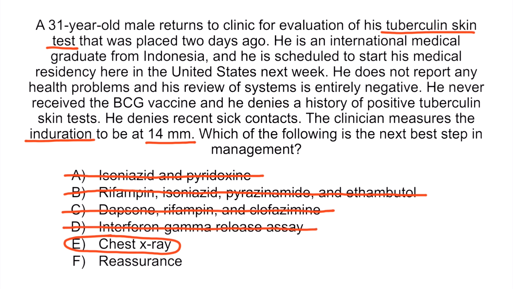Option D, interferon gamma release assay, would have been correct if this patient previously received a BCG vaccine against tuberculosis. Remember, the BCG vaccine interferes with the results of the tuberculin skin test, but not the interferon gamma release assay. Since he never received the BCG vaccine, there is no reason to question the validity of his positive tuberculin skin test. Lastly, option F, reassurance, is not appropriate because this patient has either active or latent TB that must be appropriately treated.